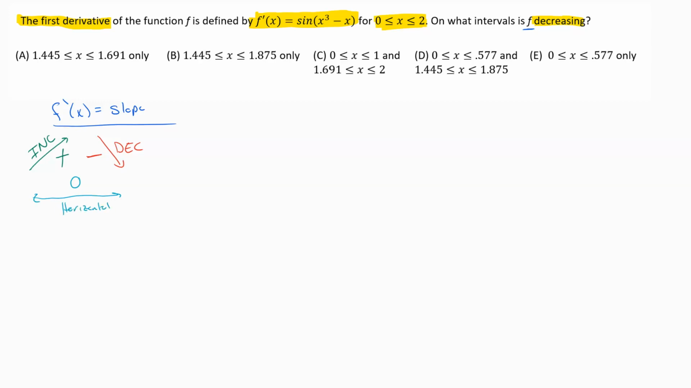And that doesn't mean that it changed from increasing to decreasing. It can. That's when we see maxes and mins. But the graph could also have just gone sideways for a second. So it could have just kept increasing or just kept decreasing.